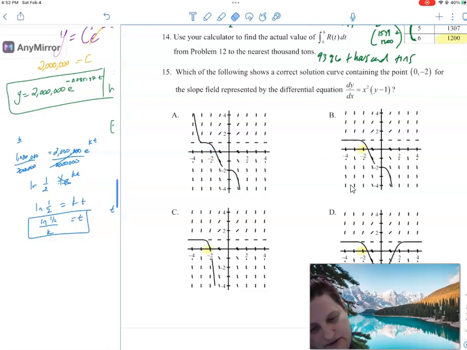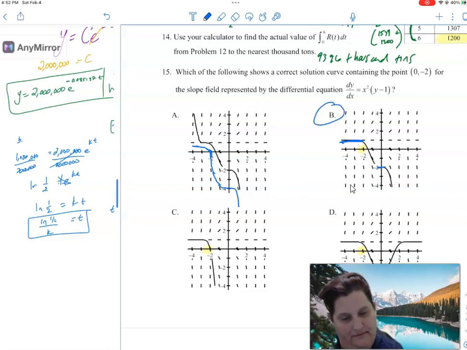All right, so let's try this again. It goes 0, -2, so it goes up there, goes down here, goes across, then around there it goes that way and that way. So we want the slope to be 0 there, and we want it to come to there. So that looks like B. Okay, that looks like B. Those other ones aren't even really following the slope field.